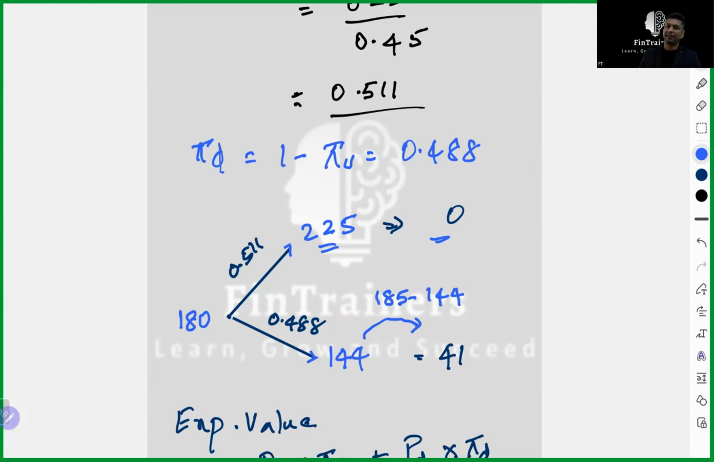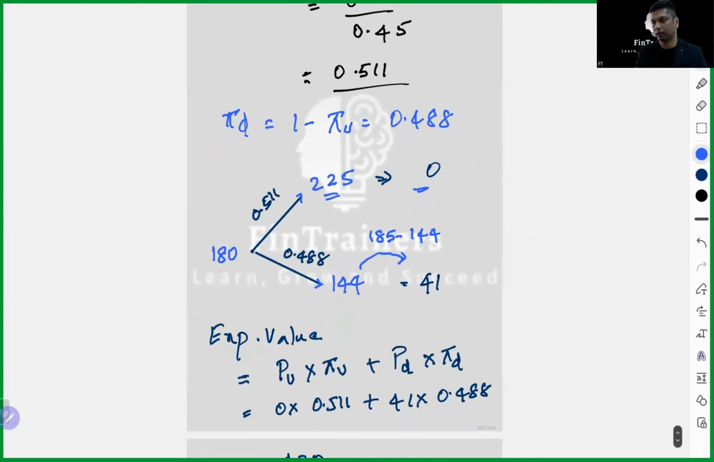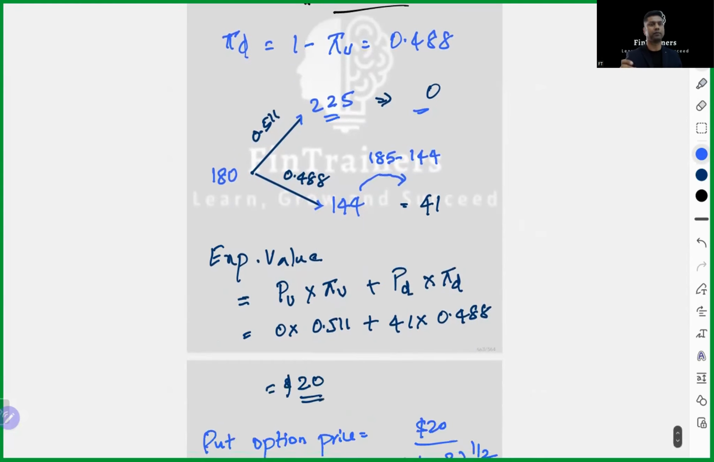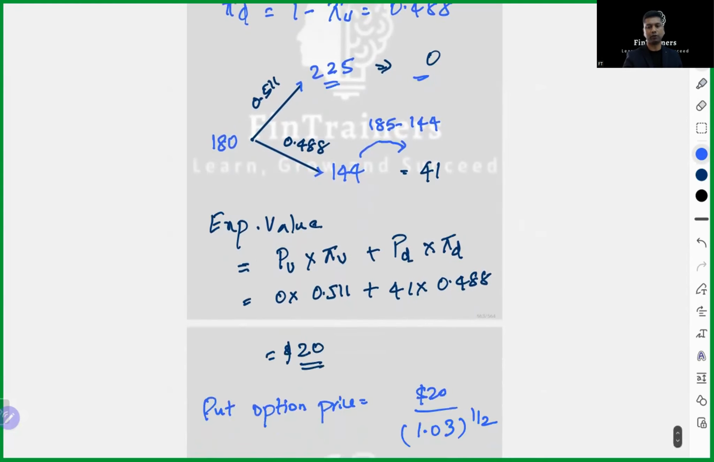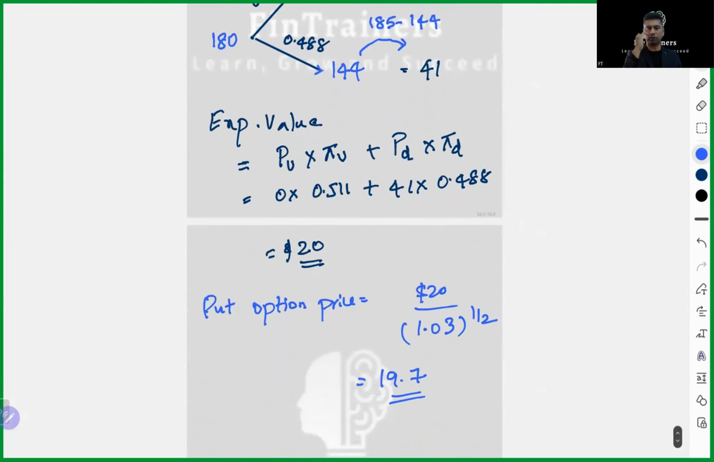But the probability of that happening is 48.8%. So I need to multiply that payoff with the probability to calculate the expected value. 0 into 0.51 plus 41 into 0.488. So if you are getting 20 and then you discount it, you'll get something like 19.7. I have rounded it. If you haven't rounded, you might get slightly different answers. Did everyone get 19.7?